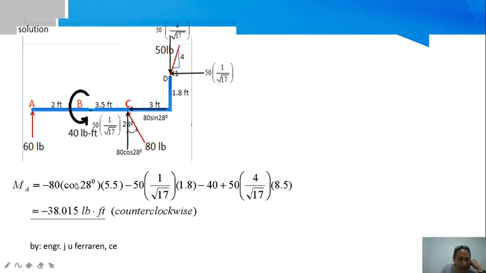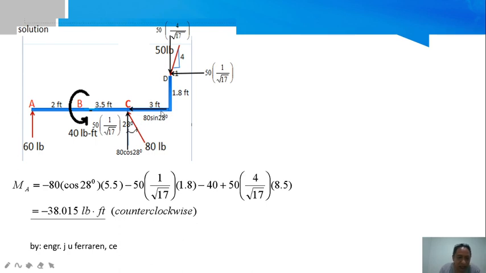Counterclockwise moment is negative. 80 cosine of 20. This force has a distance of 2 and 3.5, so 5.5 feet. The unit is pound-foot. So, another force.